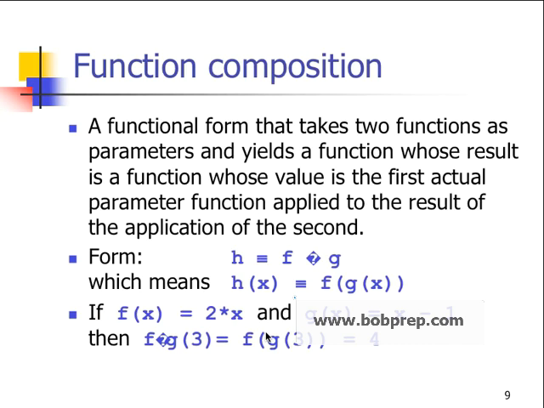So the function composition is to compose the function. In this particular case, a functional form that takes 2 functions as parameters and then yields a function whose result is the first actual parameter function applied to the result of the application of the second parameter function. We do this so we can stack it all up. We don't do this to make it more confusing. We do this so we can stack up everything to automate it.